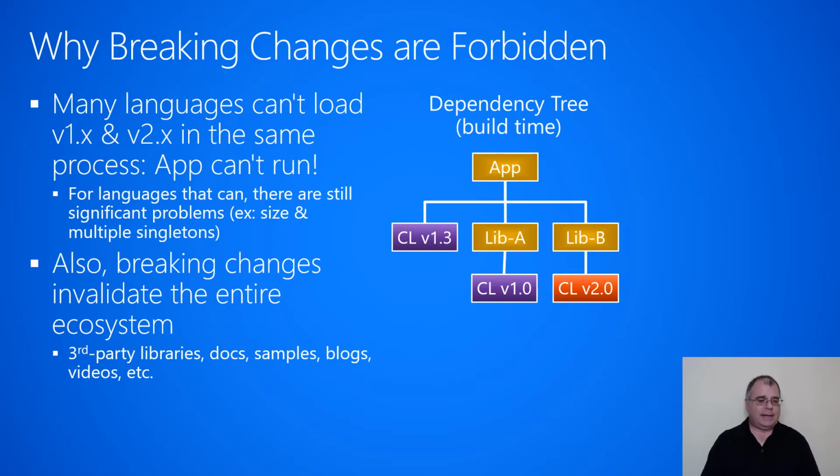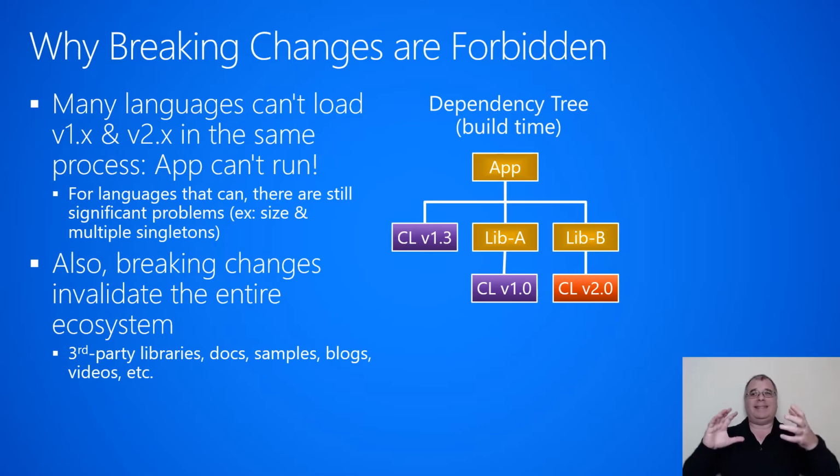Many languages can't load a version 1 and a version 2 of a library at the same time into a single process. And if an application has a link to version 1 and version 2 and needs them both, because that language can't load them both, the application simply can't run at all. Now, for languages that can do this, and there are some that can, there are still some significant problems with it, such as size. Especially for things like JavaScript, it can load different versions at the same time, but it has to download those and load them in the same process, so the size is much bigger.